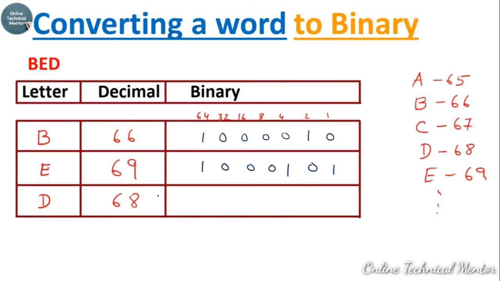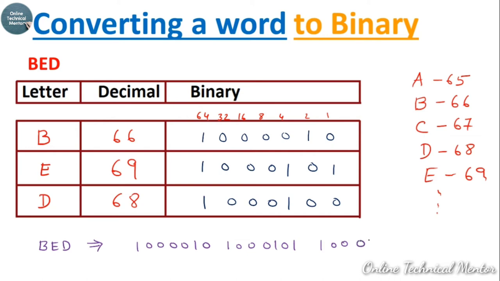Now convert 68. It will be 64 plus 4, it will be 68. So write down 1 over here, and under 4 write down 1, and write 0 in other places. BED, all in capital letters, will be converted to binary like this: 1000010, 1000101, and then 1000100. So this is the binary coded form of the word BED.